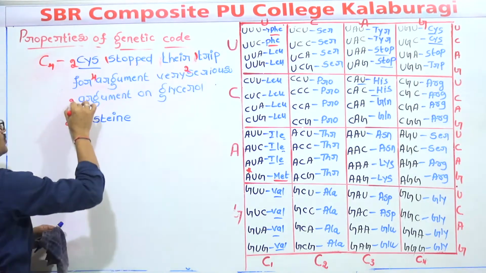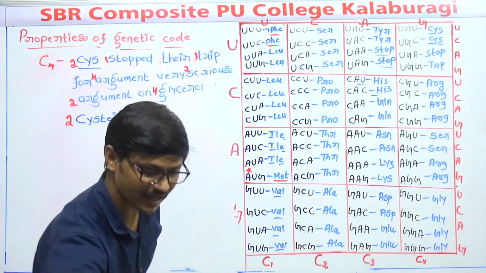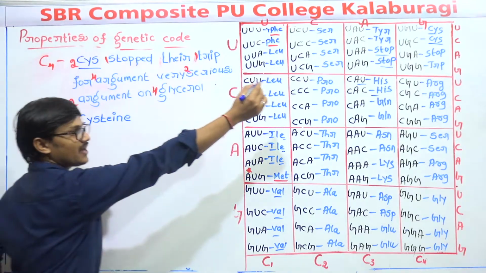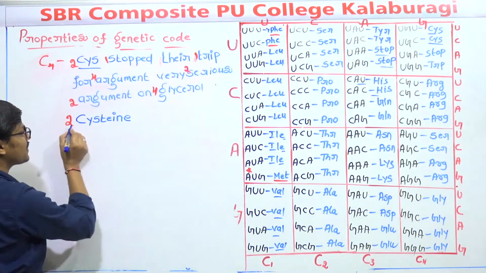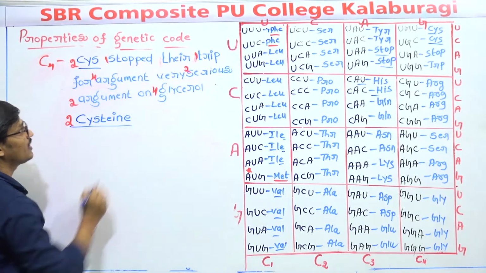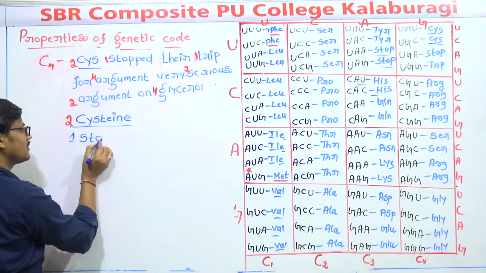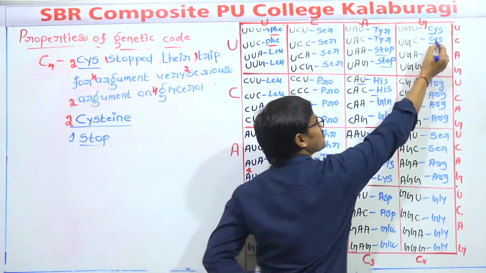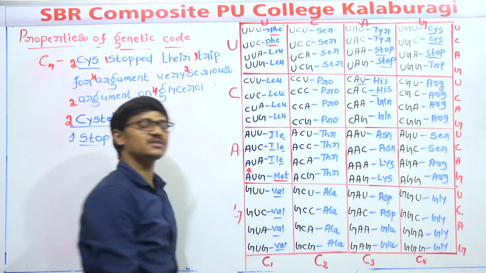2, 2, 4. So this is the statement we can use to remember. See here, cysteine. The first amino acid is cysteine. And how many codons are there for cysteine? 2. That's why I have written 2. And next, what is it? 1. Stop. Why have I written a stop here? You can see here, soon after the 2 cysteine codons, another one is a stop codon.